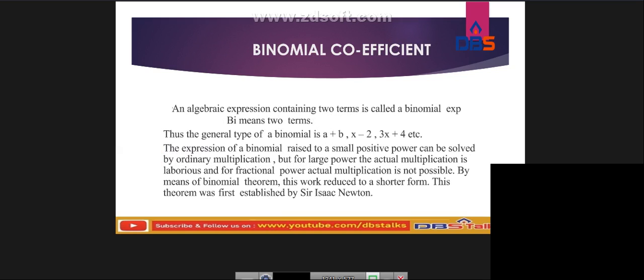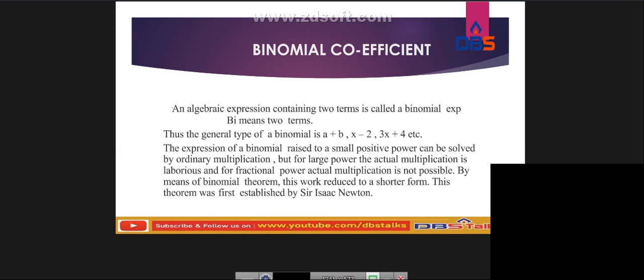Next, binomial coefficient. An algebraic expression containing 2 terms is called a binomial expression. Bi means 2 terms. Thus the general type of binomial is a plus b, x minus 2, 3 plus 4 and so on. Simply, an algebraic expression containing 2 terms is called a binomial expression.